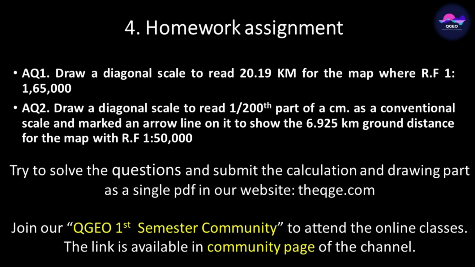This is another type of question, you have to think for this. Draw diagonal scale to read 1/200th part of a centimeter as a conventional scale, and mark an arrow line on it to show 6.925 kilometer ground distance, for the map where RF is 1:50,000. Remember it, it is the ground distance. You have to calculate the map distance for this portion. Then do the sum and it will be easy for you.